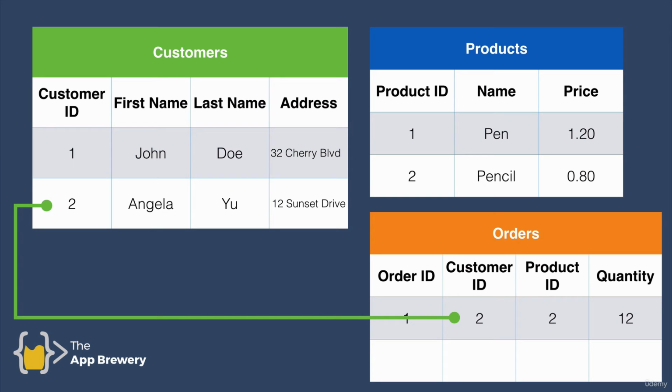Now the next column saves the product ID. So this links to the products table with the product that has an ID of 2. By using this format, we can join the tables together at a later point if need be. So we can know for each order which customer bought it and which products were bought.